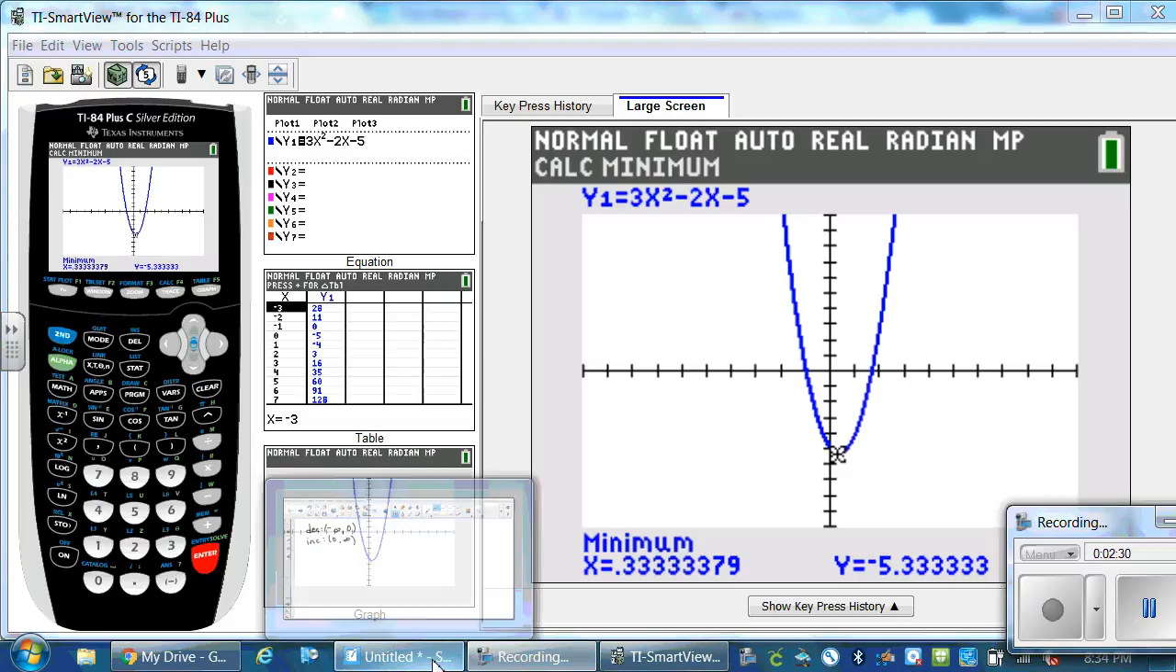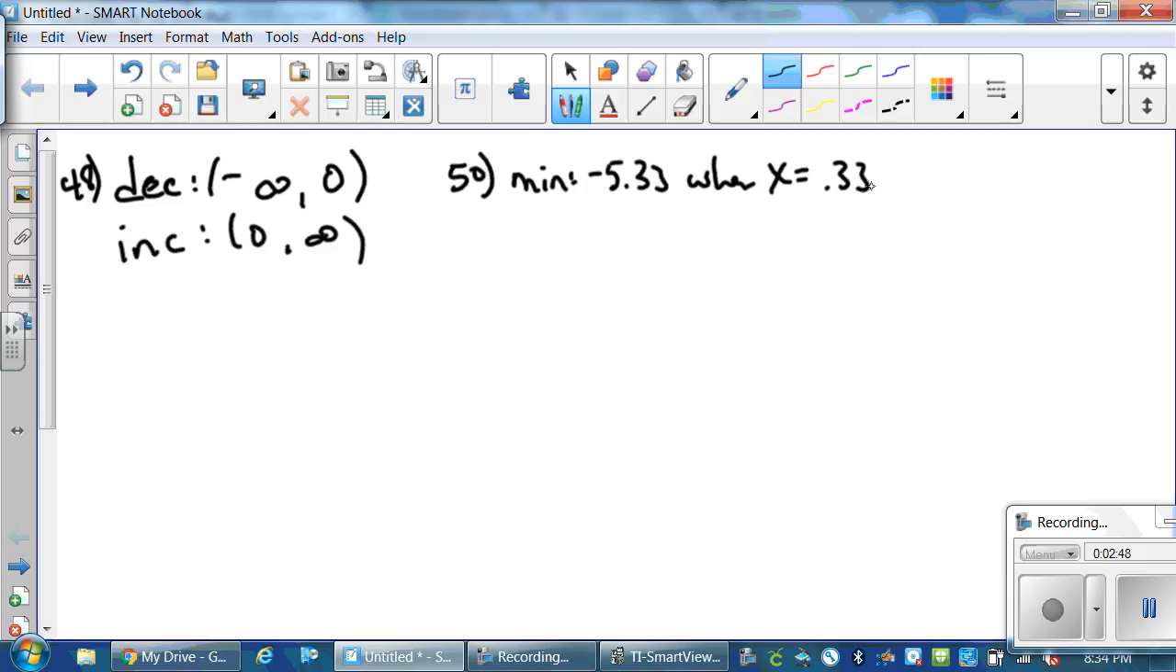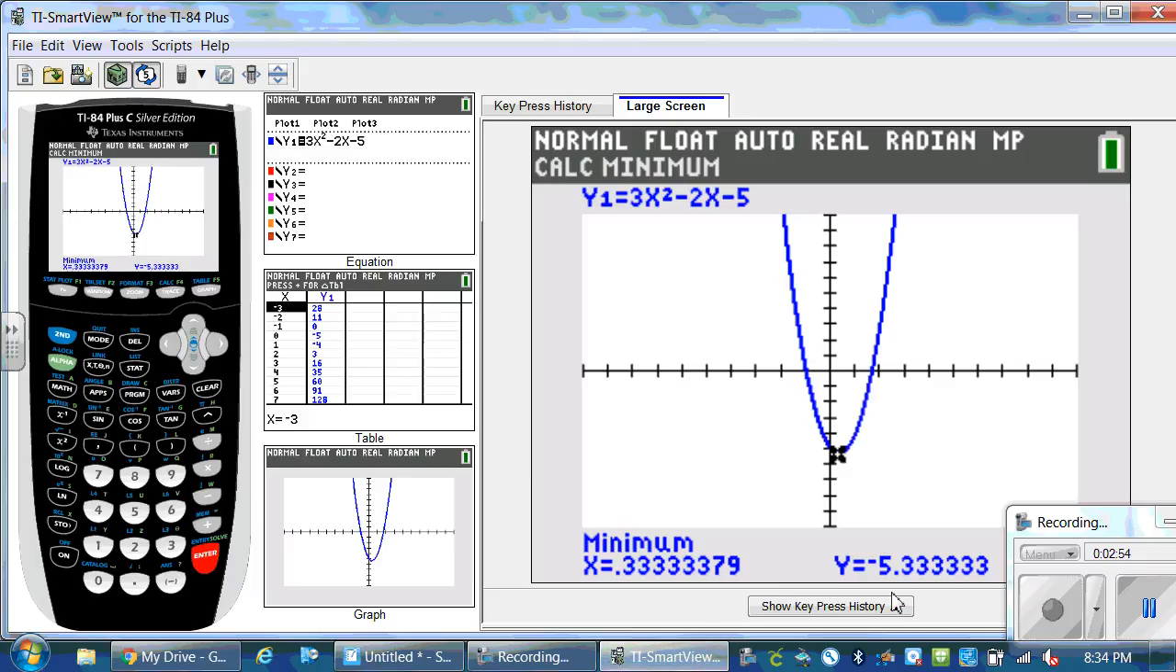I think the way that your book writes it is it says the minimum value. This is problem 50. This was 48. It says the minimum value is negative 5.33 when x is 0.33. That's probably negative 5 1/3 and x is 1/3, but I'll go ahead and use the decimal since we're using the graphing calculator, which gives us the decimal answers. Alright, 52.